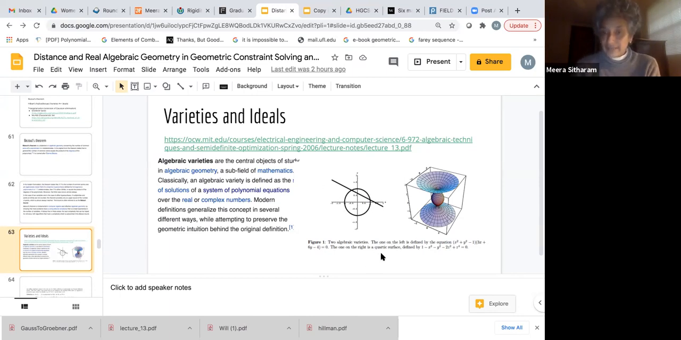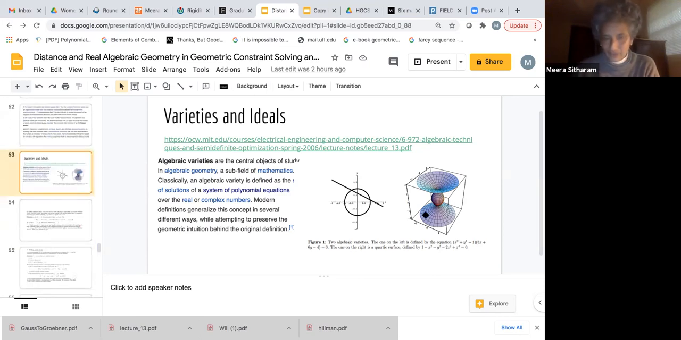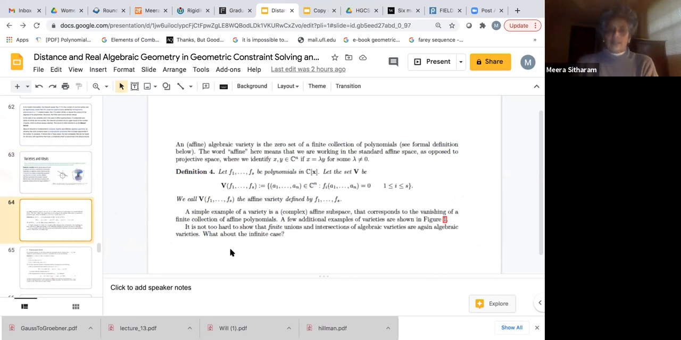And the one on the right is the quadric surface defined by 1 minus x squared minus y squared minus 2x squared plus z to the 4 equals 0. So they can look really weird. You can factor this and convince yourself of that. And with Mathematica or Maple or even MATLAB, you can draw a lot of these that are solutions to simple polynomial systems.